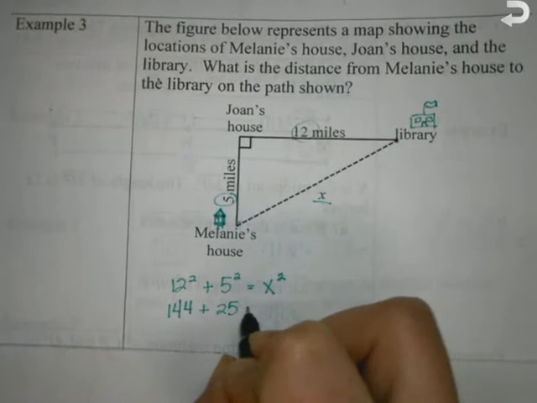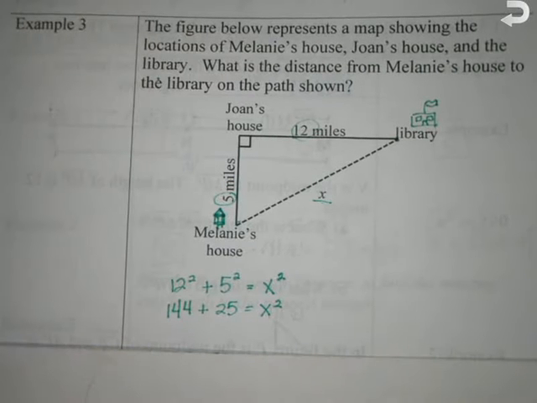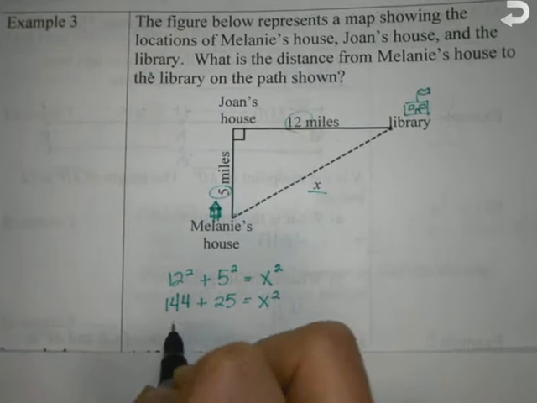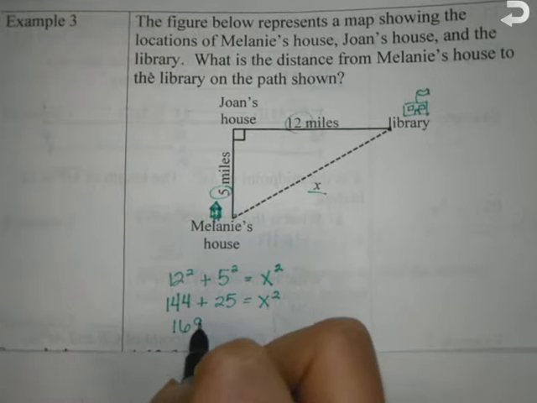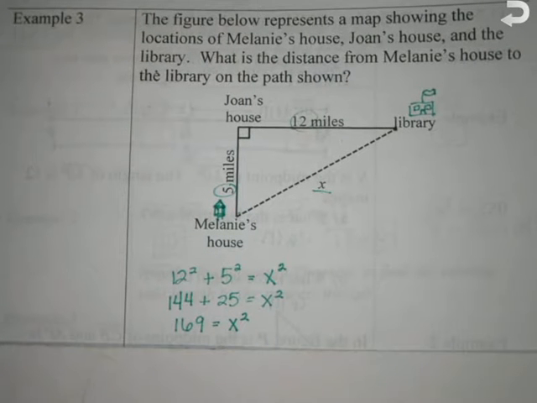Okay. What is my next step, Maria? Add. So 144 plus 25 gives me 169 equals x squared. Okay, what do I do next? Jerry. Take the square root. Everybody should know this by now.